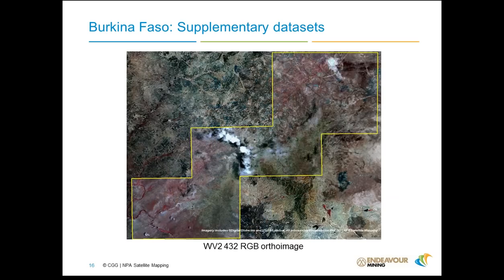And then the half-meter WorldView 2 ortho image, which was used for the detailed structural interpretation. Unfortunately, because this was a new collection, you'll see we did suffer with a little bit of cloud in this area, but it didn't hamper the interpretation too significantly.